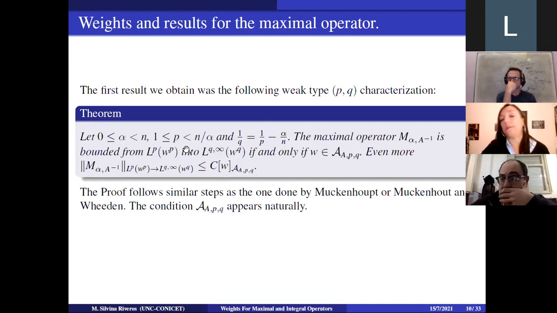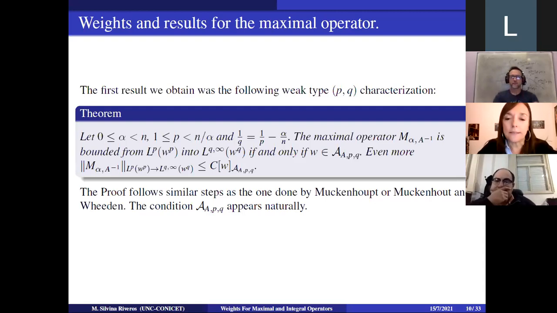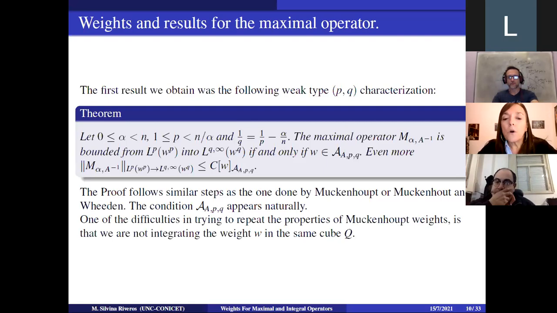The proof of this theorem is very similar, or follows the steps of the one from Muckenhoupt or Muckenhoupt-Wheeden in the classical case, and the weights appear naturally. So if you follow the proof of the classical one, it is very similar. You have to have some details in mind, but it's similar. One of the difficulties that appears is that when we try to take the same properties as the Muckenhoupt weights, we would like to have an A infinity class, for example an A sub A infinity class.